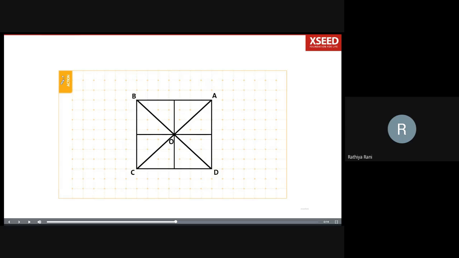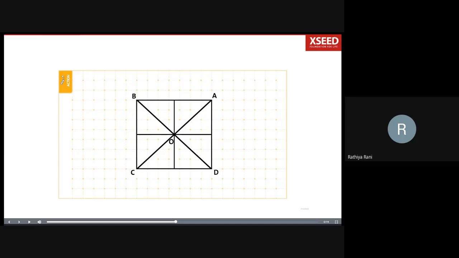So just give a name to each corner of the square: A, B, C, D. Use the same letter for that particular corner as they have given. And in the middle, where all the diagonals are meeting, just make it as O.